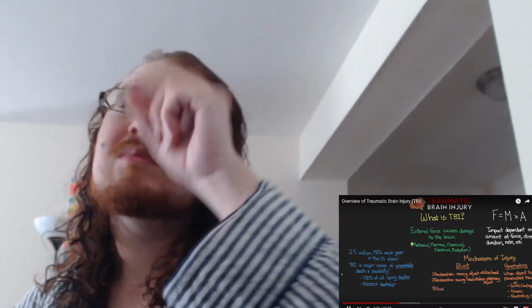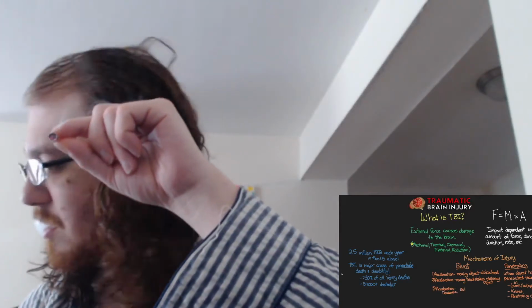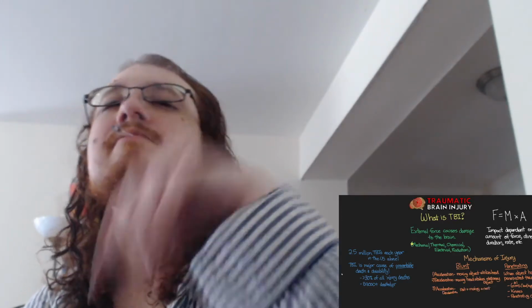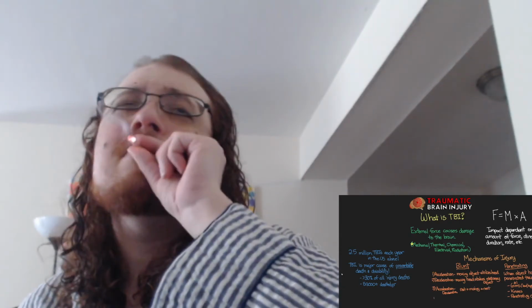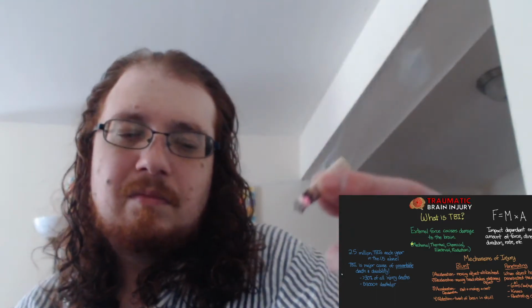We also have something that we call acceleration-deceleration. This is where the brain quickly goes from rest to moving and then back to rest again, and this is most commonly seen in motor vehicle accidents. We also have what we call rotation injury, which is twisting of the brain inside of the skull. This is most commonly caused by some sort of side impact to the head. And then finally, this is number 5, we have our compression or deformation. This is where we have a change in the shape of the skull that's ultimately causing injury to the brain tissue.